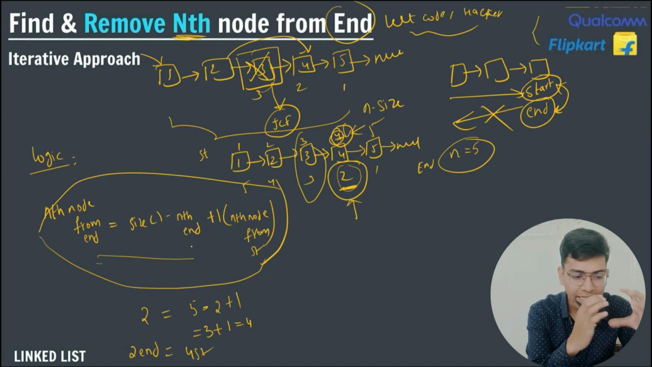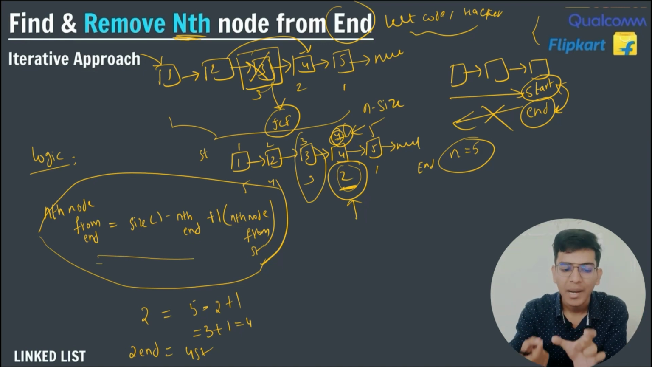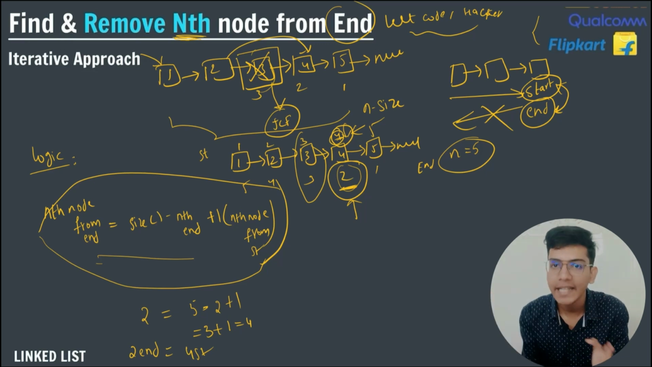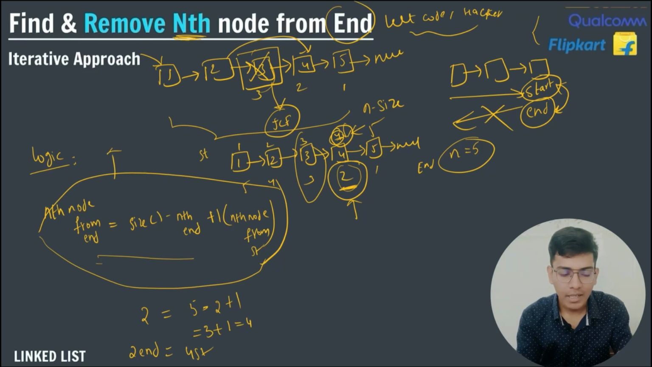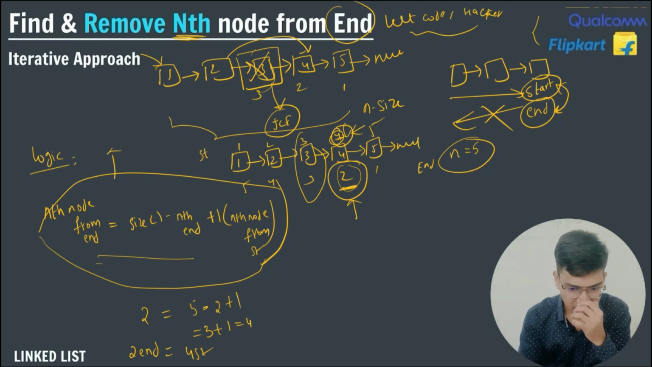What is the formula? Nth node from the end is equal to the size of the linked list minus nth node from the end plus 1, which is the index from the beginning. So by just knowing this formula, you can easily calculate the nth node from the starting, and we already know how to remove a node from the linked list from the given nth node. So what we are going to do here, let me write the pseudocode.